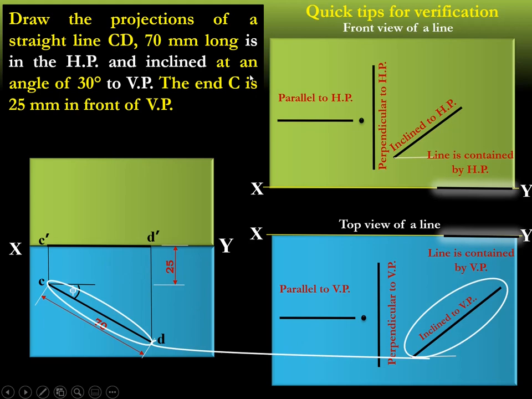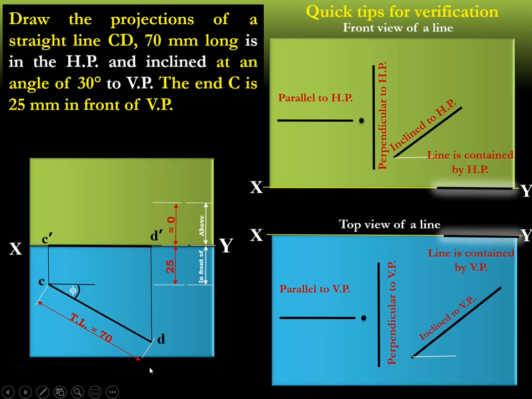The line capital CD is in the horizontal plane. When a line is in the horizontal plane or contained by horizontal plane, the corresponding projection will be obtained on the XY line itself. When a line is inclined to one plane and parallel to other plane or contained by other plane, the inclined view will have the length equal to its true length. We can also observe that when a line is inclined to one plane and contained by other plane or parallel to other plane, the contained view or parallel view will have the length shorter than its true length.